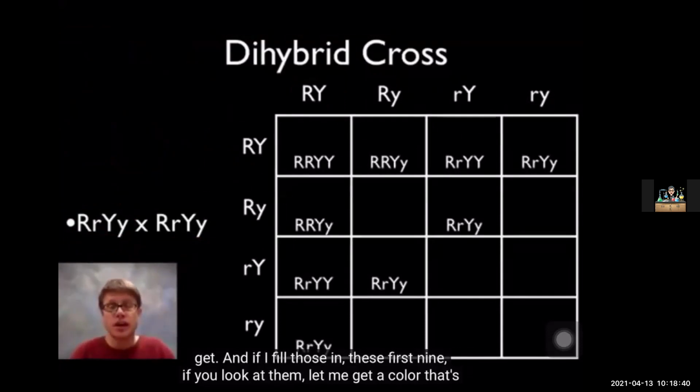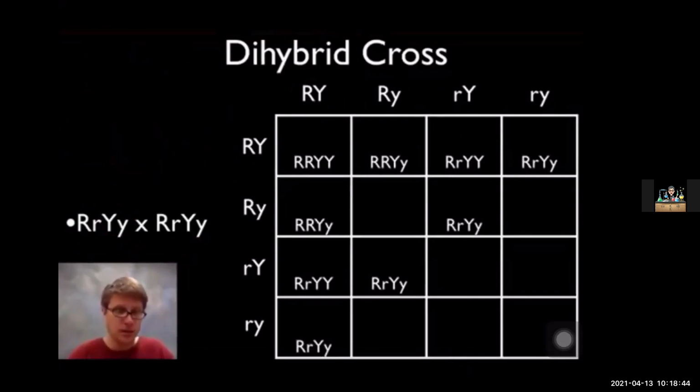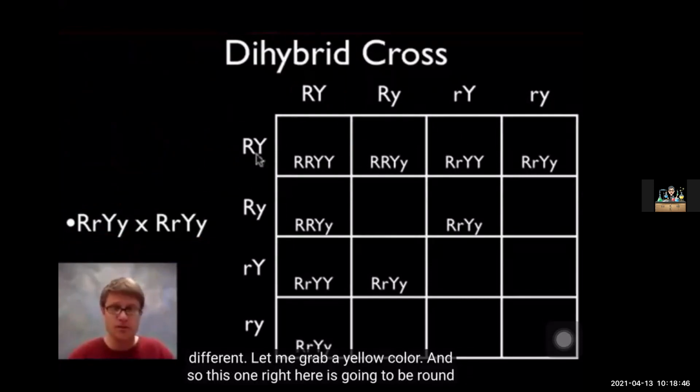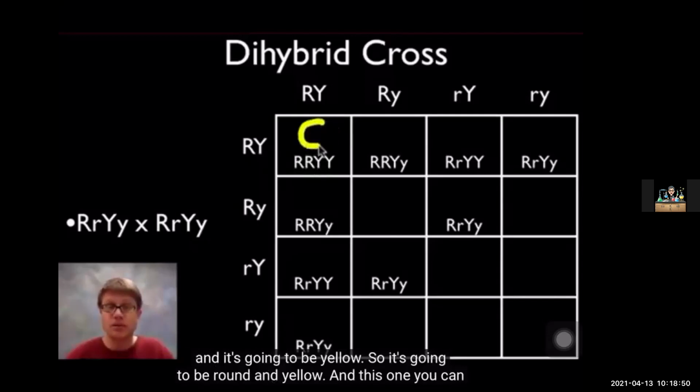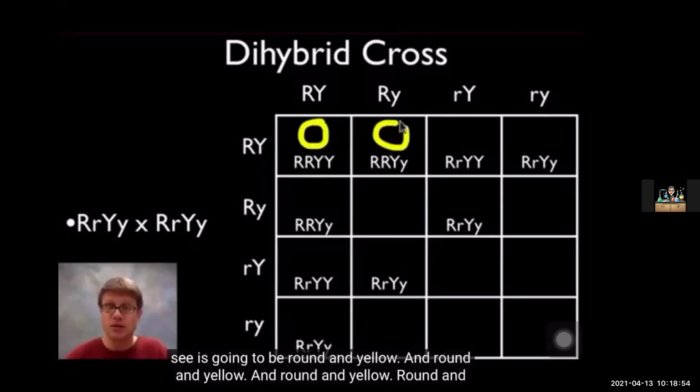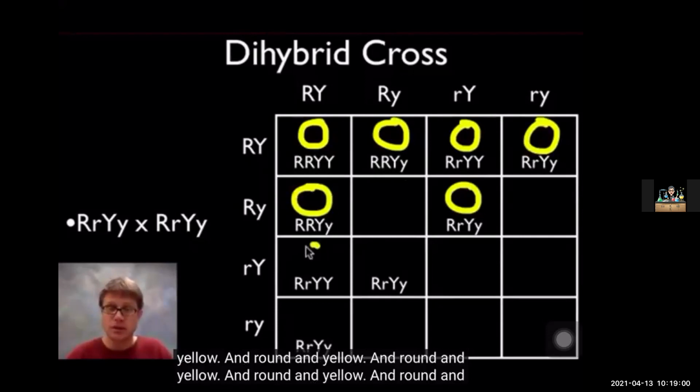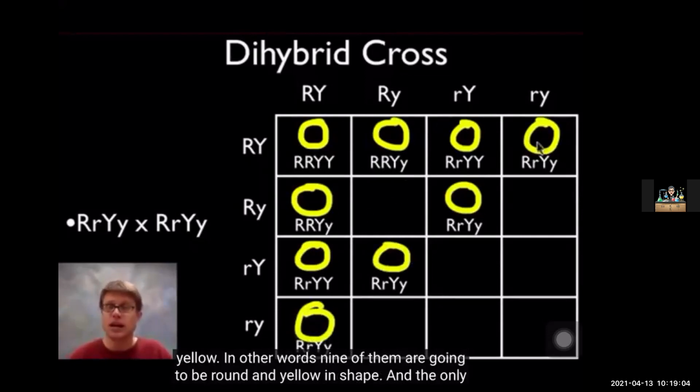And if I fill those in, these first 9, if you look at them, let me get a color. Let me grab a yellow color. And so this one right here is going to be round and it's going to be yellow. So it's going to be round and yellow. And this one you can see it's going to be round and yellow, and round and yellow, and so on.